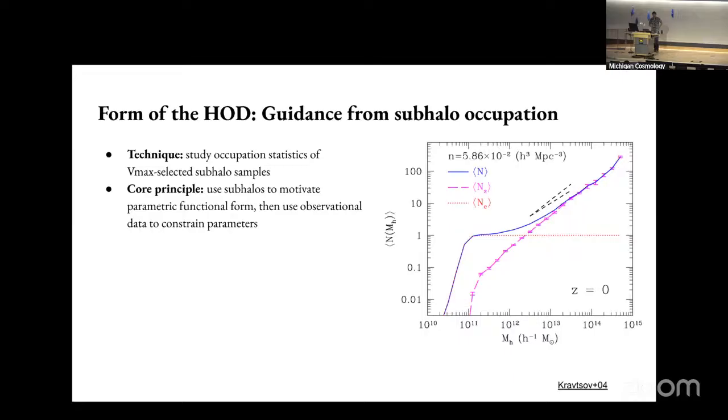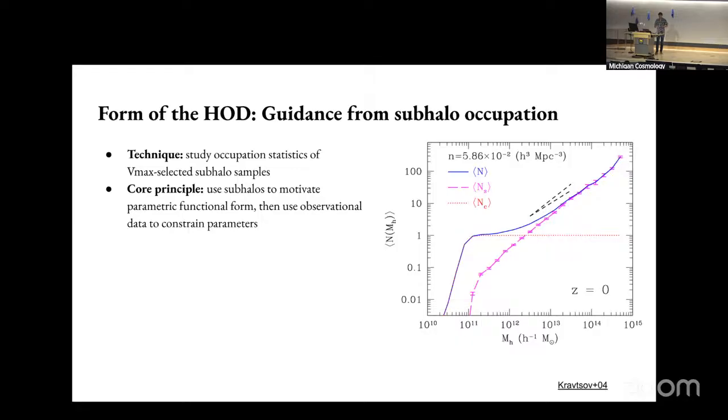Historically, we used subhalos in order to motivate the functional forms for the HOD. So this is from one of my all-time favorite papers in the galaxy halo connection by Andrey Kravtsov, "The Dark Side of the Halo Occupation Distribution." This is a transformative paper that contains many landmark insights that I think were then built upon for many years to come.